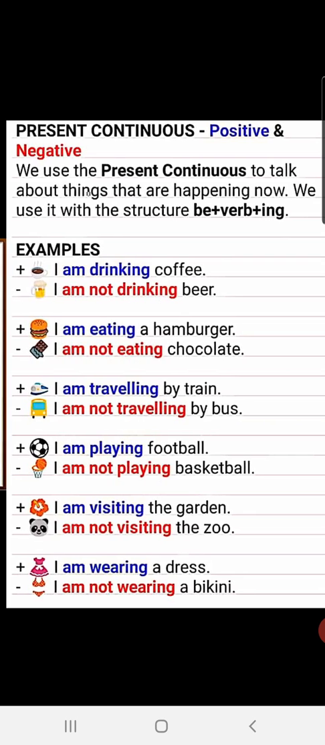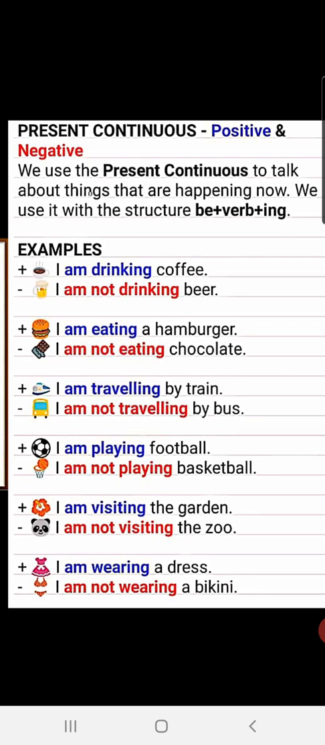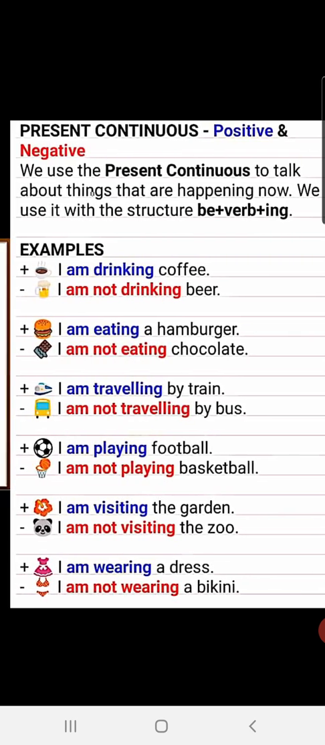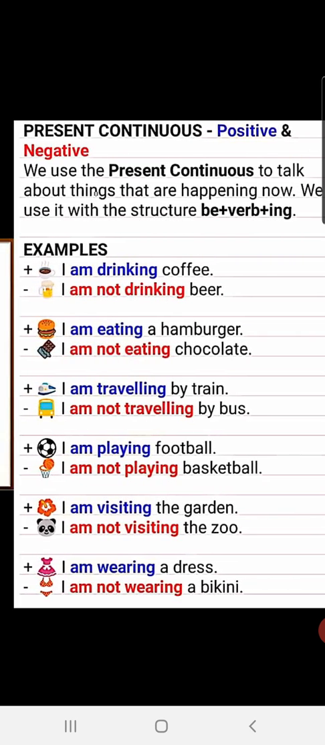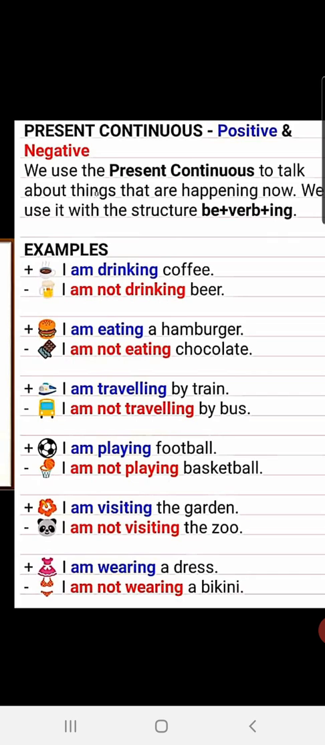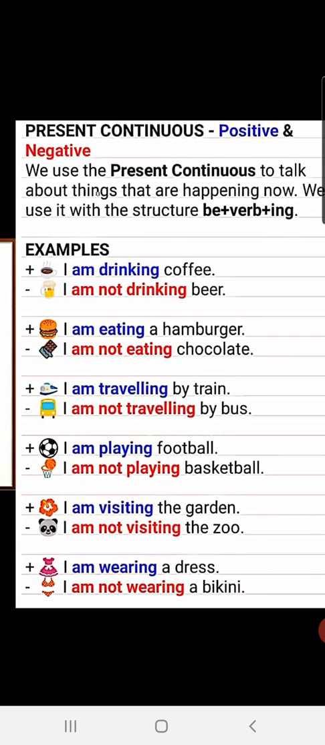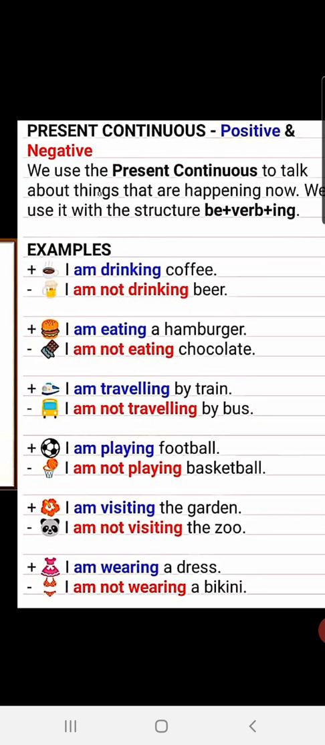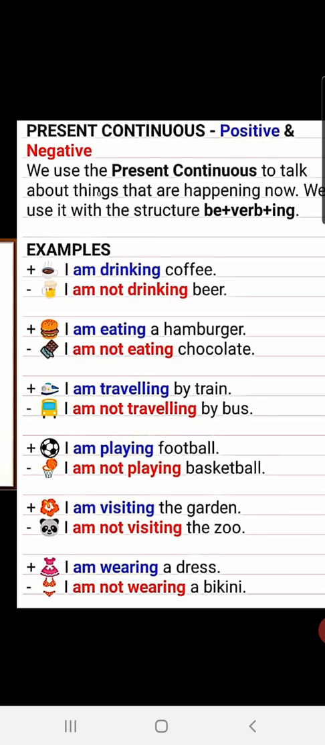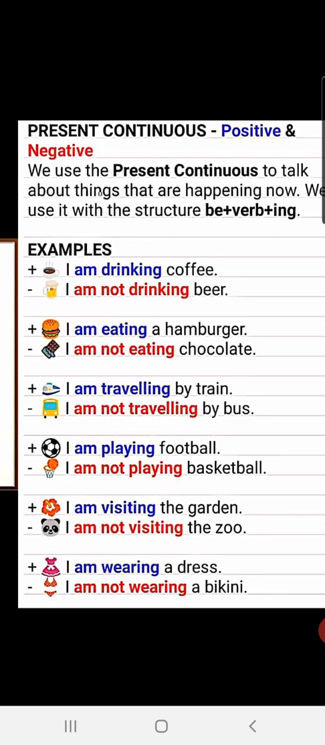Let us see some examples. I am drinking coffee. This is a positive sentence. I am not drinking beer. Children, am is the helping verb and drinking is the main verb. So after the helping verb and before the main verb, we will put not to change a positive sentence into negative. I am eating a hamburger. I am not eating chocolate.